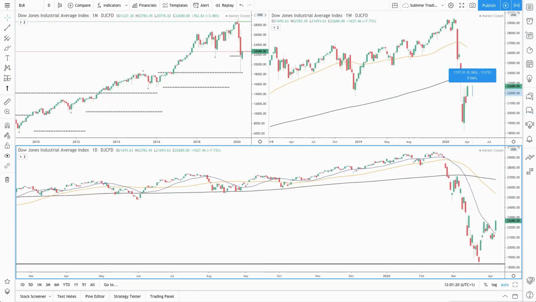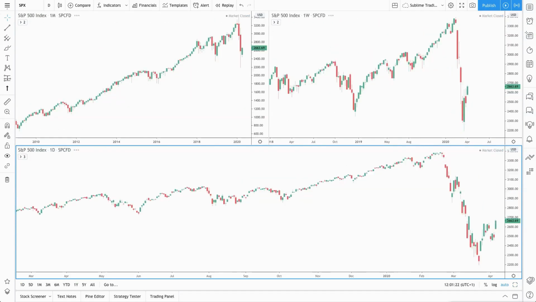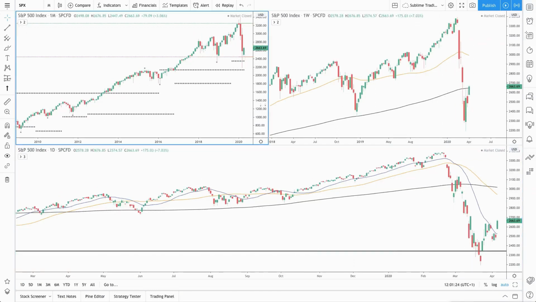If we move across to the S&P 500, the S&P 500 is actually finding support at the low of 2019, and we've seen bullishness in April. So potentially again we could see further strength back up towards those all-time highs.